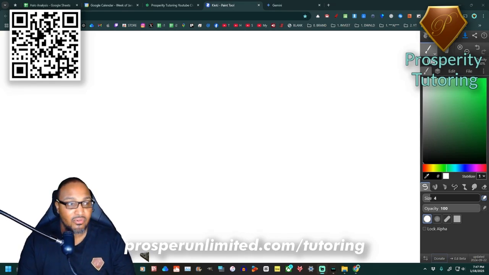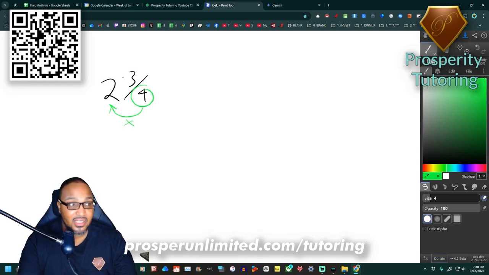Now let's flip it the other way around. What if I gave you a mixed number and not an improper fraction? How would you turn a mixed number into an improper fraction? So let's take 2 and 3/4. How do we change that into an improper fraction where the numerator is greater than the denominator? We're going to take the denominator of the mixed number, which is 4, and then we're going to multiply it by the whole number. And then we're going to take that answer and add it to the numerator.